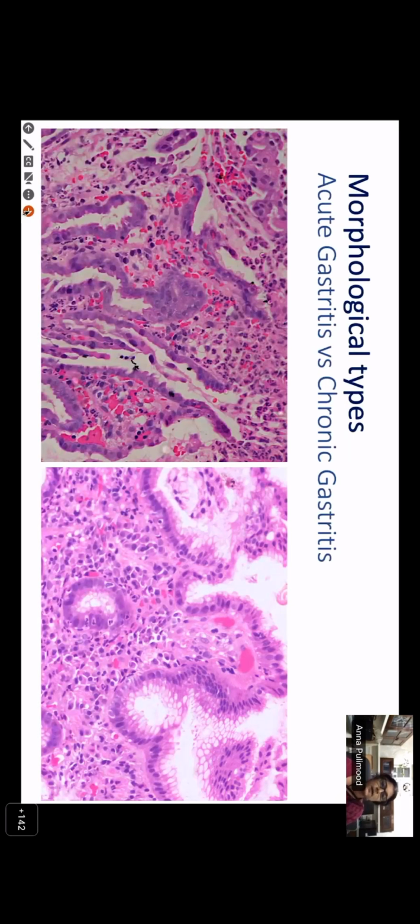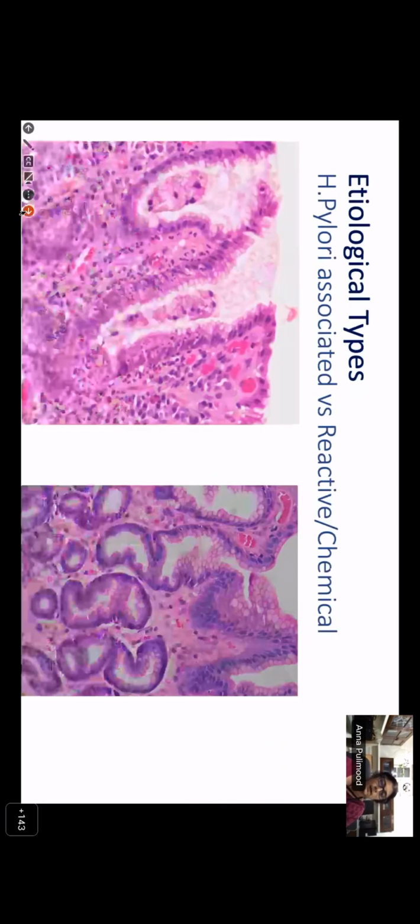So the morphological types, when you look at acute versus chronic, it's based on what kind of cells are predominating. So in acute gastritis, you should hardly get any chronic inflammatory cells. Like here, just 2 or 3 plasma cells are there, but mostly it's neutrophils. Whereas in chronic gastritis, most of the types of chronic gastritis, you get increased plasma cells and lymphocytes in the lamina propria. And H. pylori associated versus reactive. Reactive gastritis is a type of chronic gastritis. Some people call it reactive gastropathy because there's no inflammation. So you don't get chronic inflammation in the lamina propria in reactive. Whereas in H. pylori and autoimmune, you get a lot of chronic inflammation.